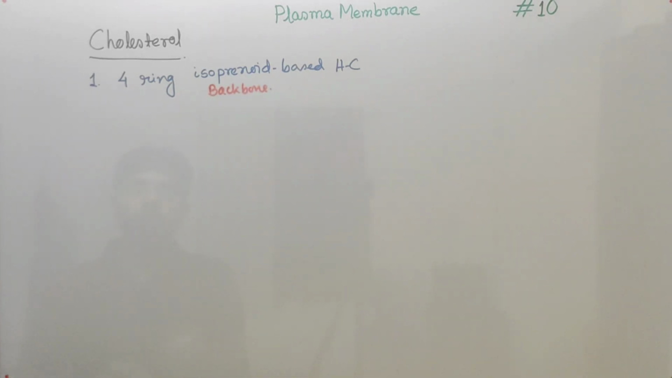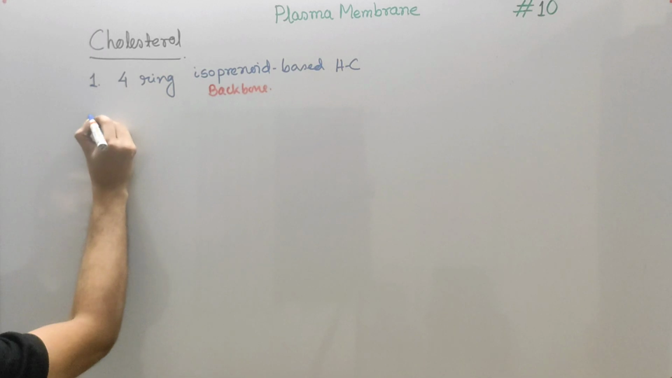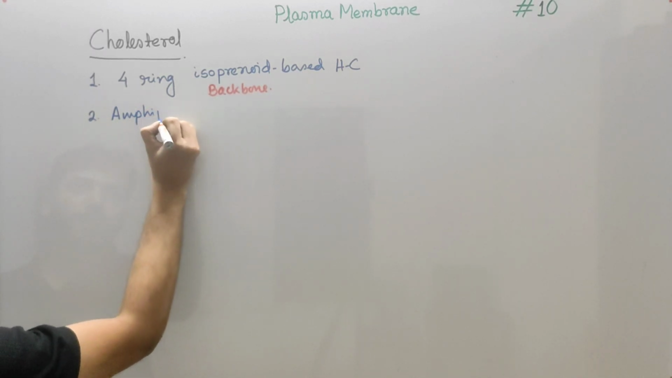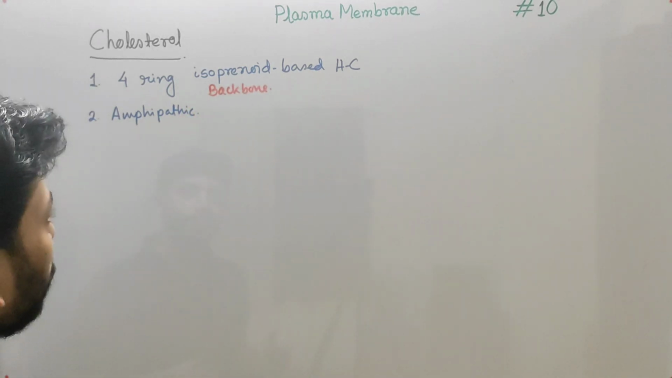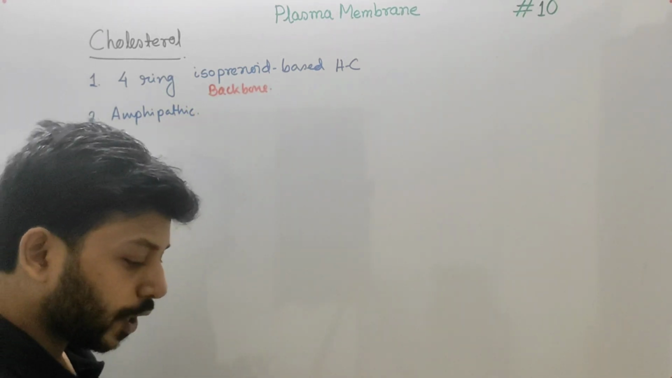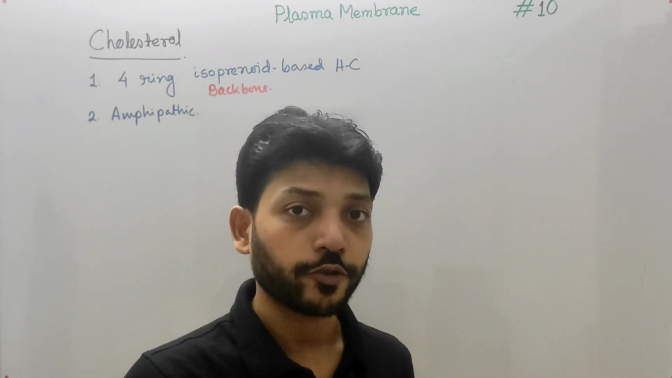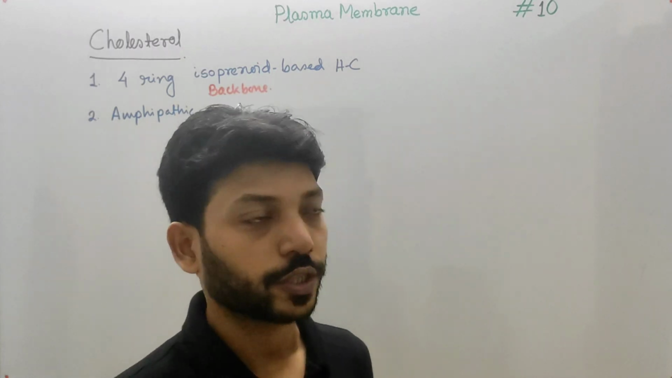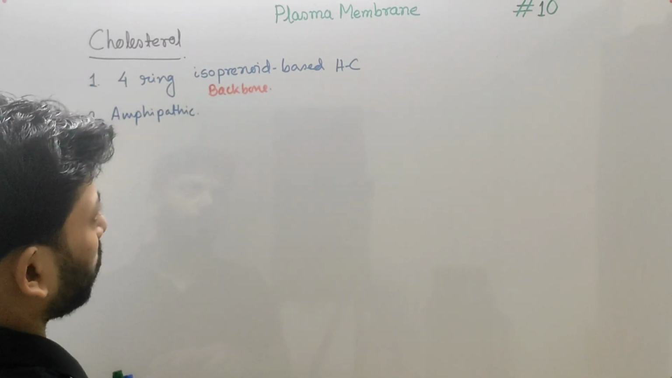Now this cholesterol, as I have already mentioned, all the lipids present in the plasma membrane are amphipathic in nature. So cholesterol is also amphipathic in nature. Amphipathic or amphiphilic, you can remember any term. What does amphipathic mean? When any structure, basically biomolecules, contain both hydrophilic and hydrophobic portions, that means water loving and water fearing portions, we call it amphipathic. Let's see the structure of cholesterol.